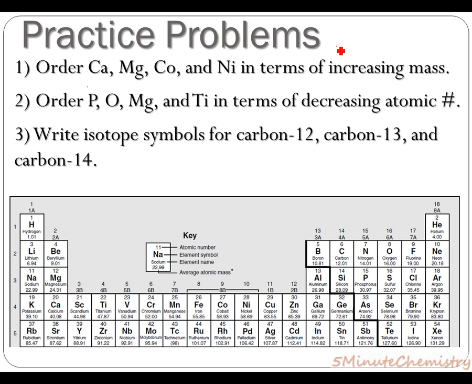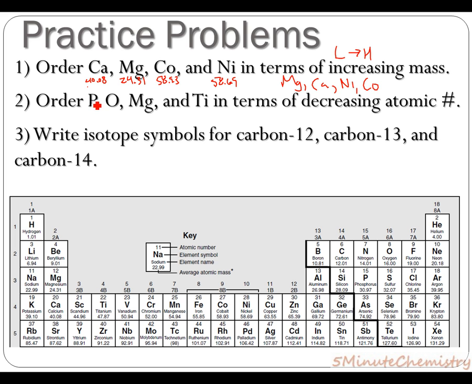So we want to go increasing, low to high mass. If we look down here, we notice calcium is 40.08, magnesium 24.09, cobalt 58.93, and nickel 58.69. So if I'm going to put these in order from lowest to highest, we're going to start with magnesium. After magnesium, the next lowest is calcium. And then we see that nickel is actually smaller than the cobalt, so nickel, and then lastly cobalt.